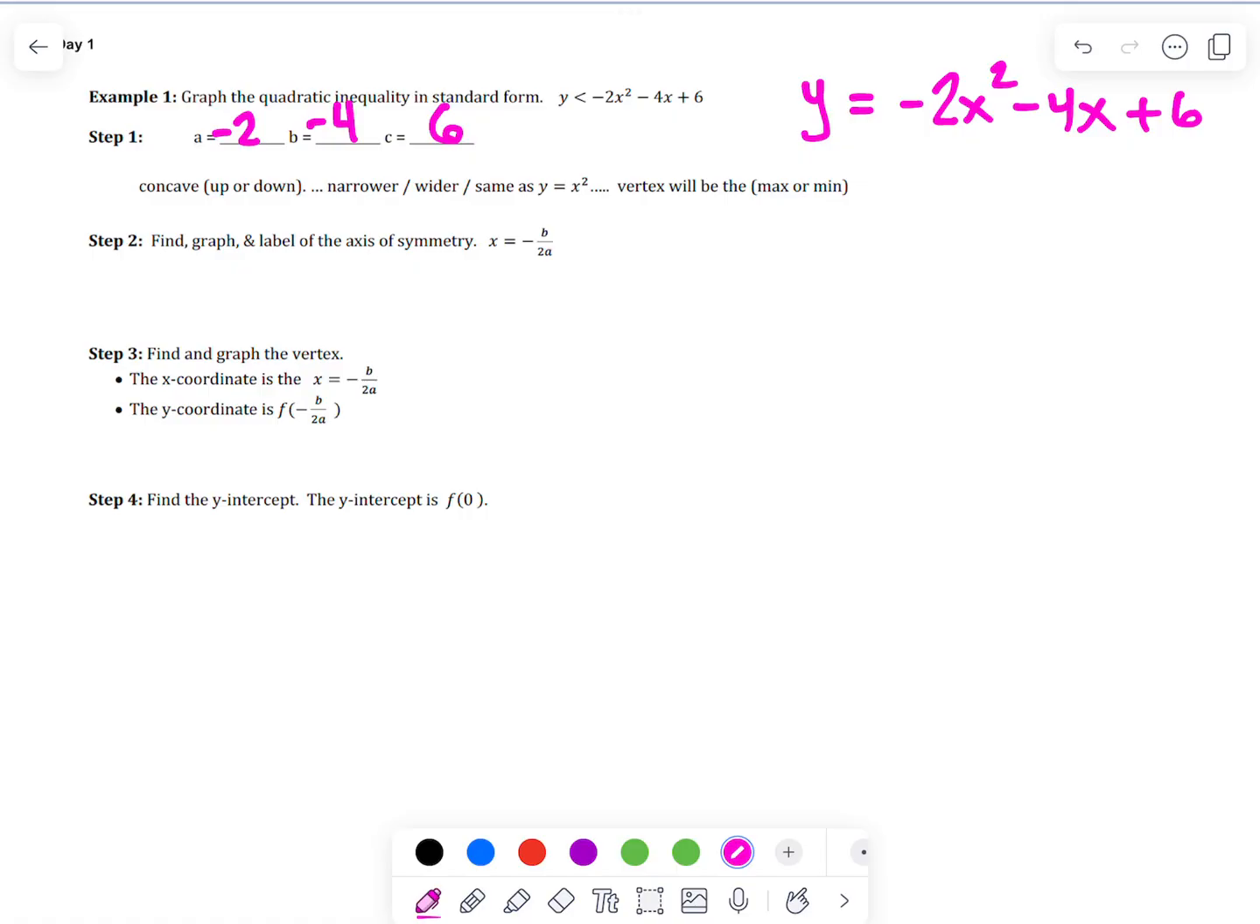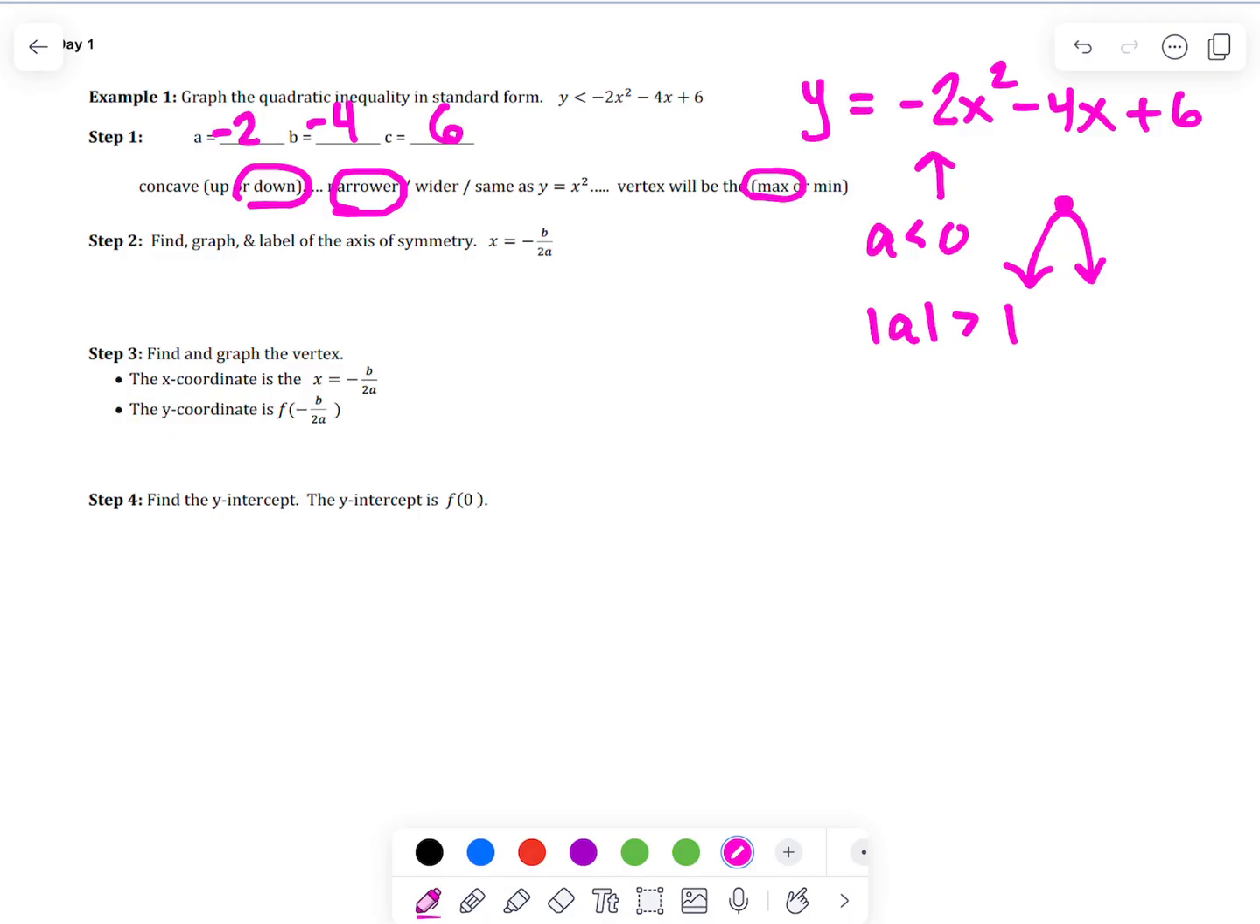Notice that this is going to be concave down because that a is a negative number. So this is our a, and that a is less than 0. So it's going to be a parabola that looks like this, going to open down. That a is also going to be narrower than the parent. So it's going to stretch it. Since that parabola is going to open down, it's going to have a maximum at that vertex point.